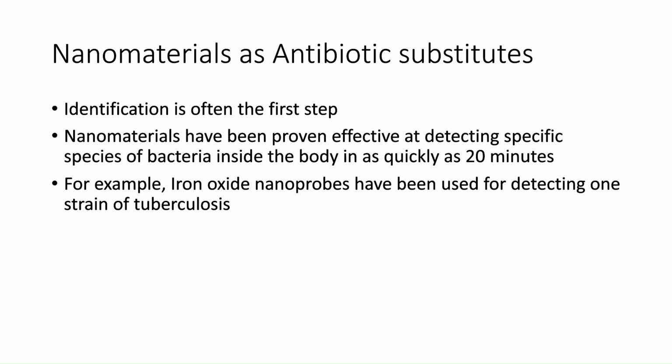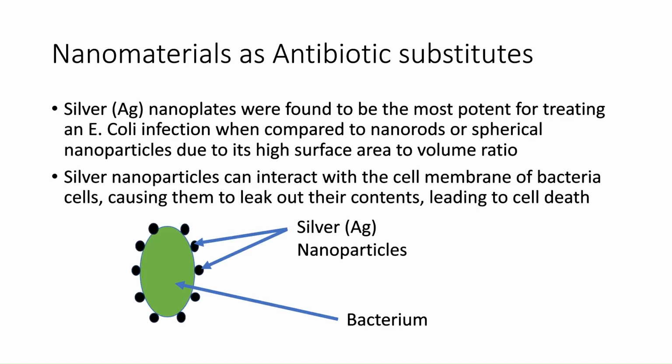So identifying the bacteria causing the infection is the first step clinicians use. And it actually has been shown that nanomaterials can detect exact species of bacteria, even as quickly as 20 minutes. One example of this is iron oxide nanoprobes, which have been used to identify strains of tuberculosis.